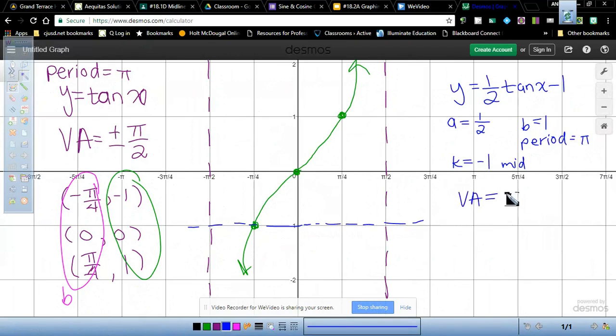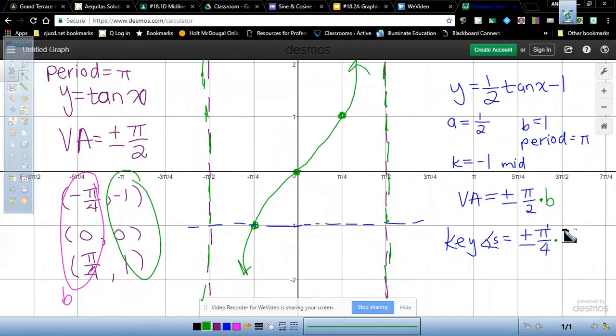My vertical asymptotes are plus or minus pi over 2. And I usually multiply them by the B value. But in this case, B is 1, which means my vertical asymptotes will remain the same. So my vertical asymptotes are not different because the B is 1. My key angles, 0 is pretty straightforward unless there's a horizontal shift. But my two most important key angles are usually the pi over 4s. And again, you would multiply them by B. But in this situation, our B is 1. So the angle will remain the same.